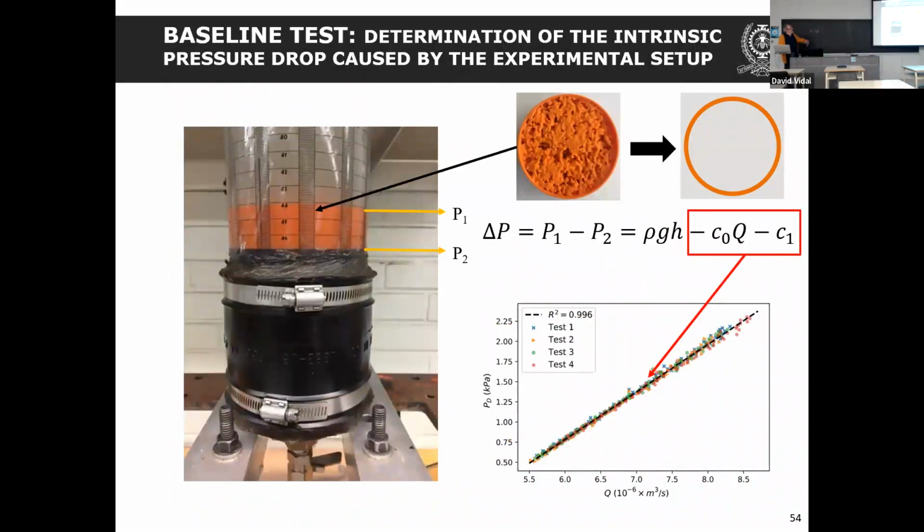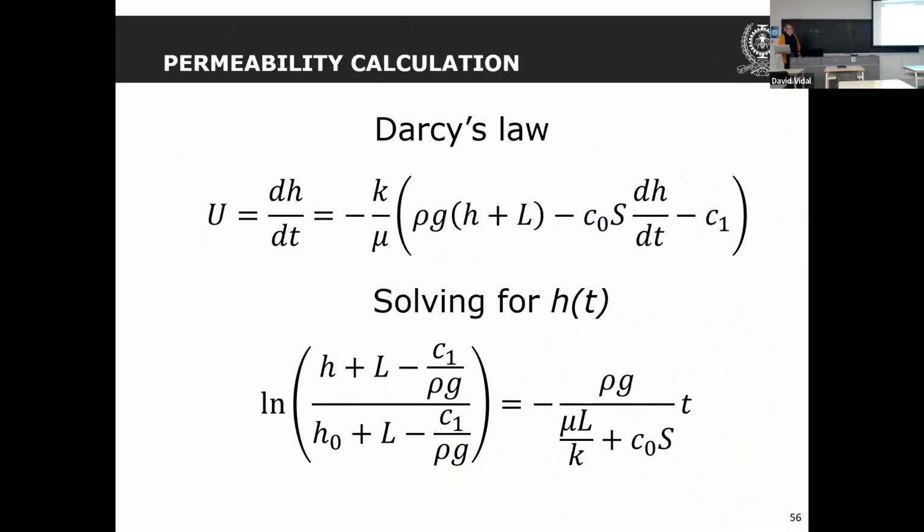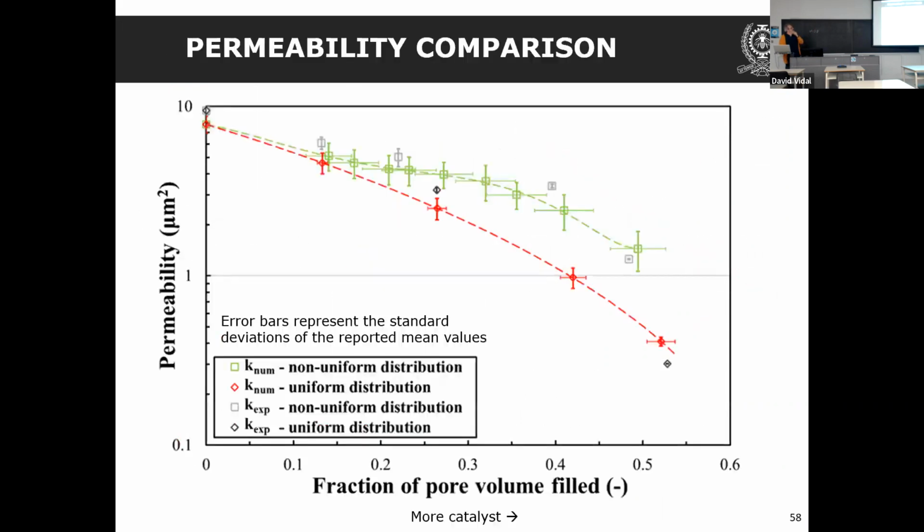I'm passing you the details. You need a baseline, so the calibration, and then you need to solve for the height of the liquid in the column, and then the only unknown will be the permeability, and you can recover the permeability by integrating this equation. Passing you the details.